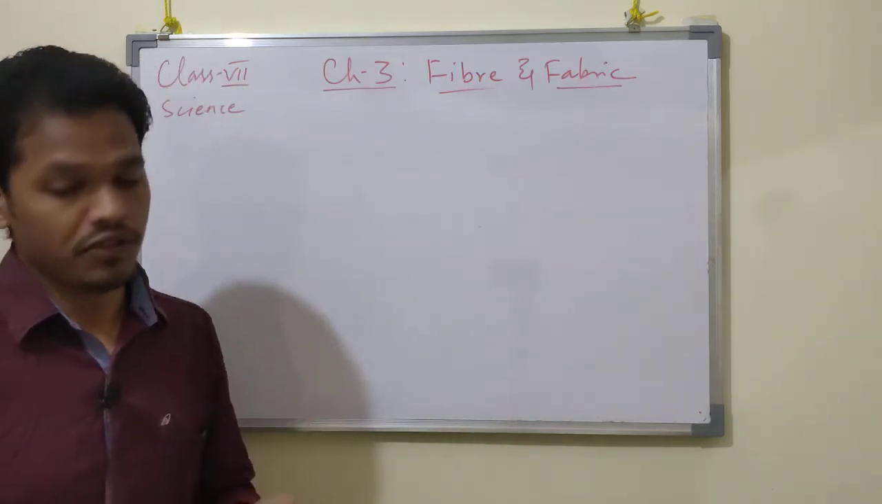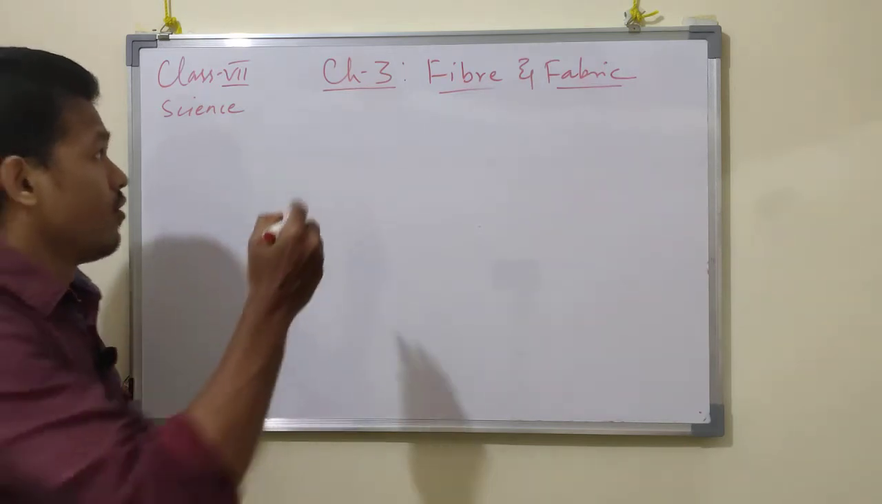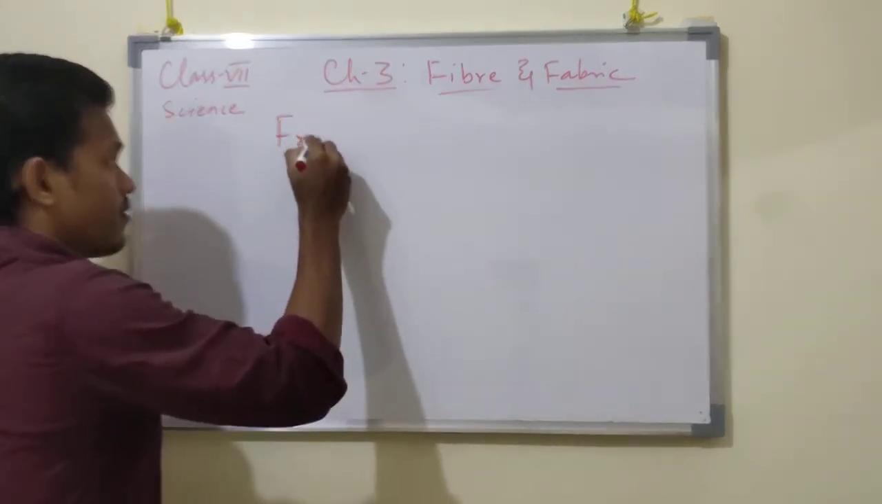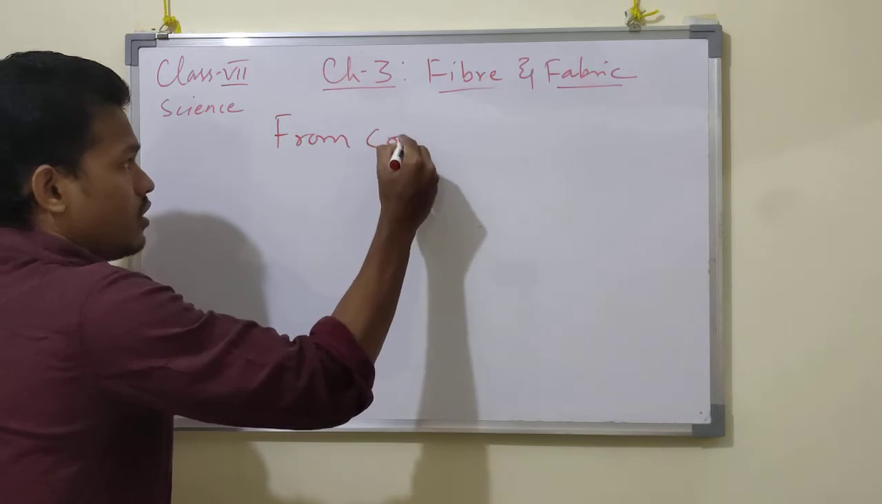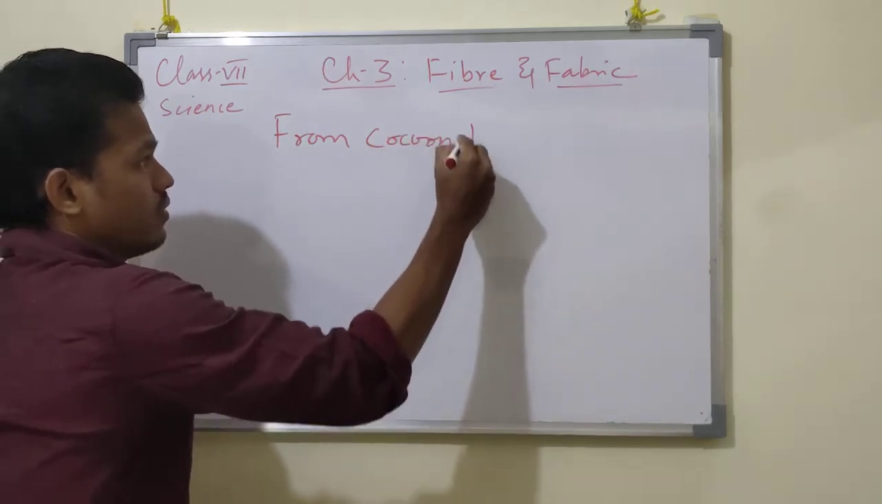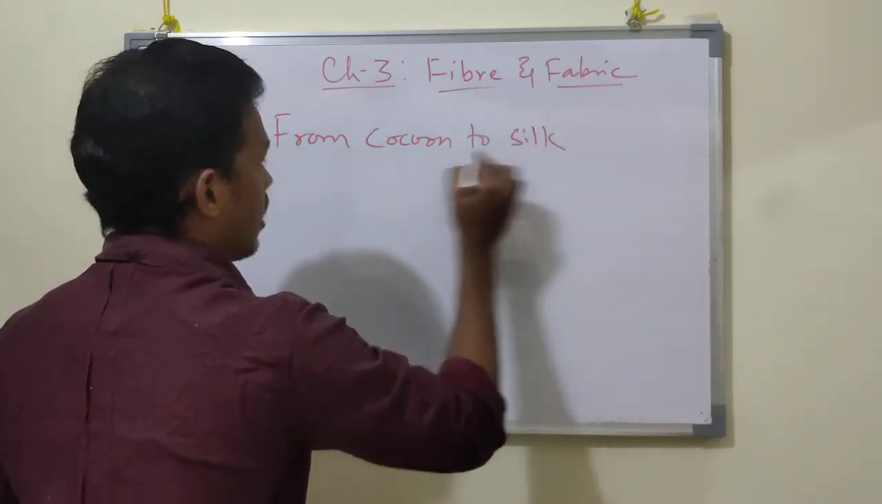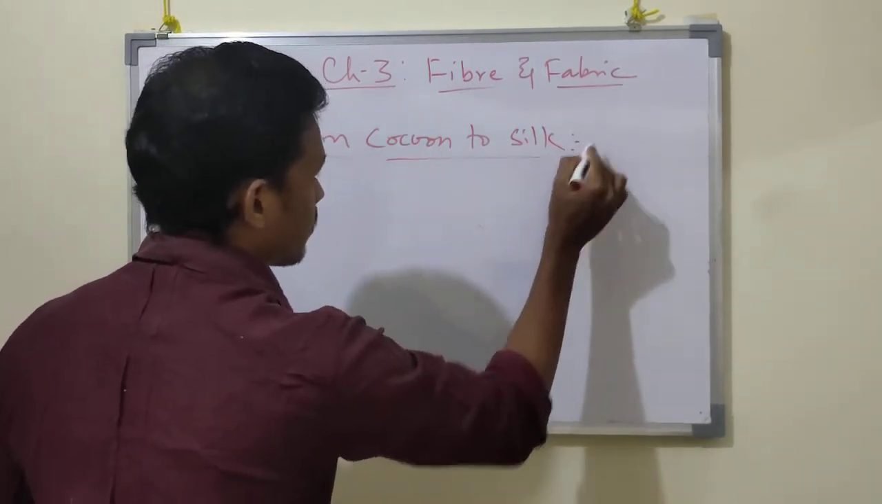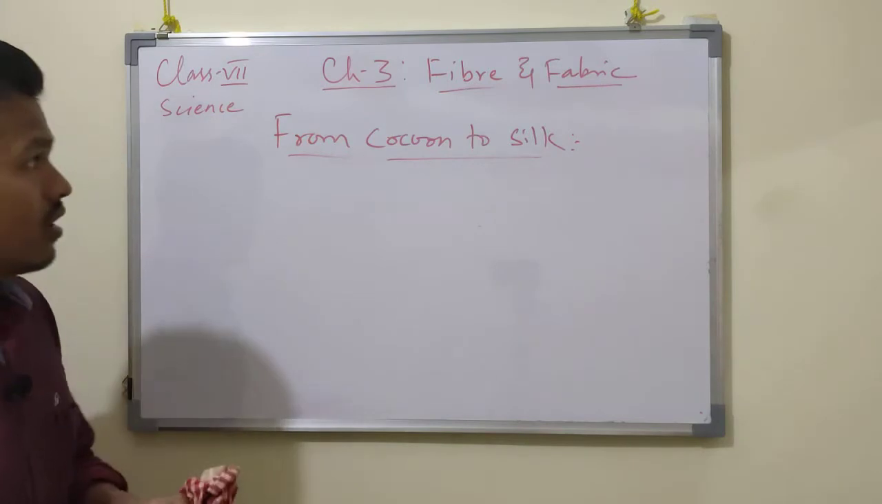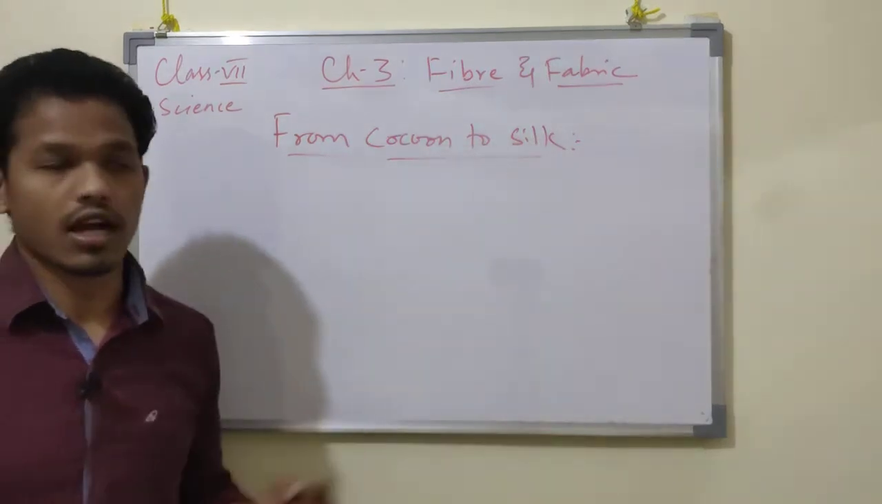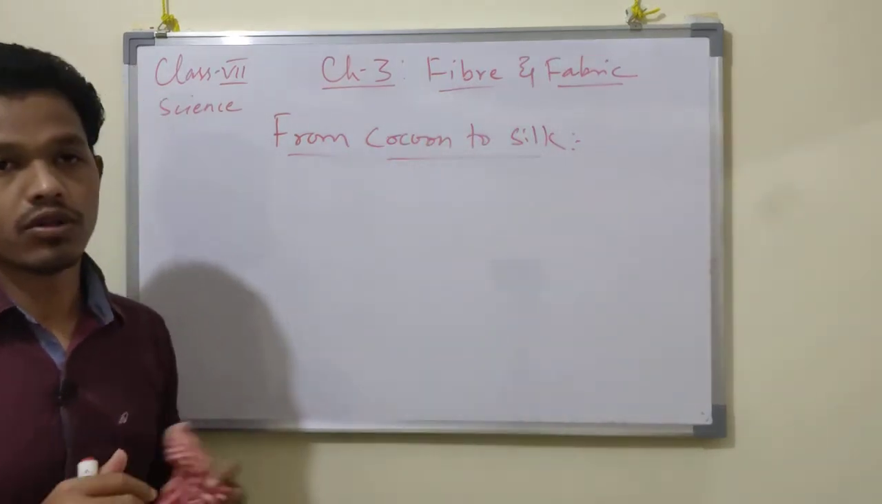This is the last topic, from cocoon to silk. This is the last topic from this chapter. So how is silk obtained from a cocoon? So what happened?